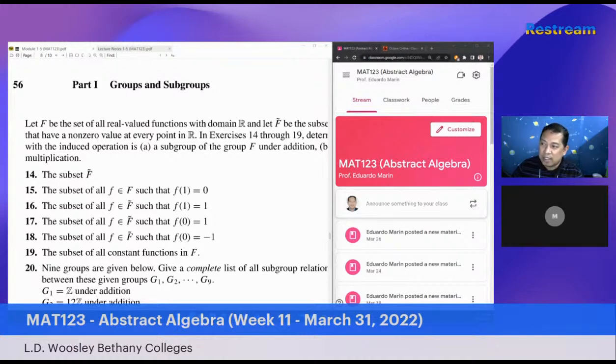Kasi sa halip na 1 dapat ay 0. So mayroon kang additive identity which is 0 pero wala ka namang 1. So kaya siya no for multiplication. Okay, yes for addition, no for multiplication. All right? How about 16, Micaela? This time maybe you could answer.